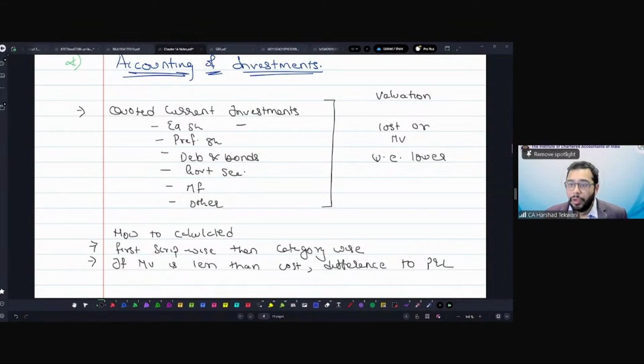So let's say, for example, you have 10 different equity shares. What I'll do is, for each equity share, I'll calculate the market value or cost. Then I will total up the market value and I will total up the cost for all 10 equity shares and see what is the category wise total. So first I will go equity scrip wise to calculate the market value or cost, and then at the category level I will see which is higher, the cost or the market value.